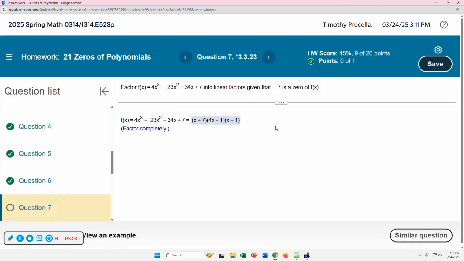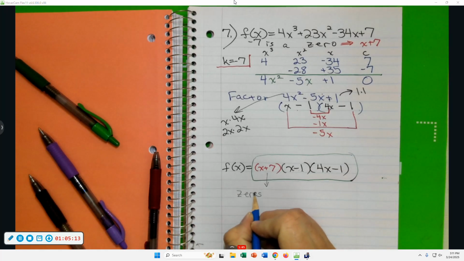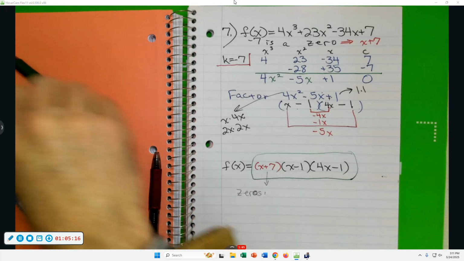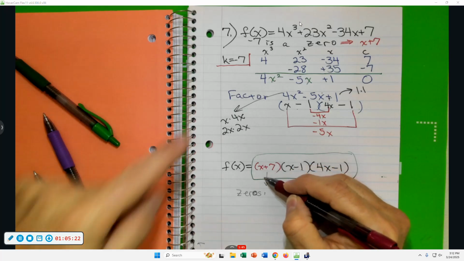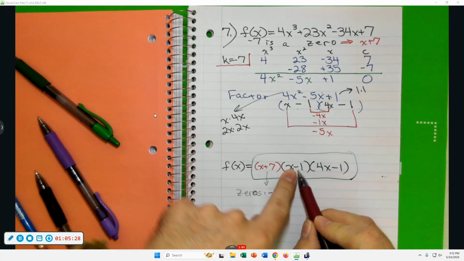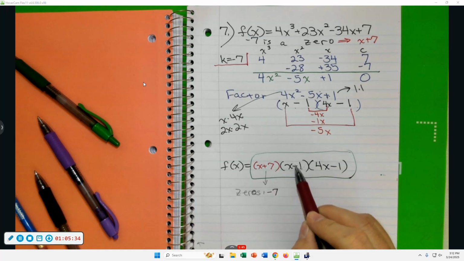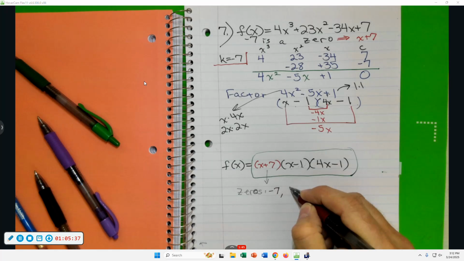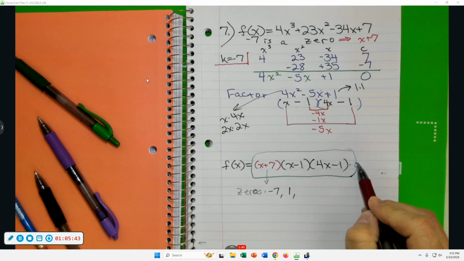Once again, they didn't ask us to find the zeros, but once you have it factored, it's not difficult to find those zeros. Here. The first set of parentheses, what makes that 0? Well, x minus 7. What about the second set of parentheses? What would make this one 0? X minus 1 equals 0. Not hard, x equals 1. And what about this one here? You'd have to move the 1 over.